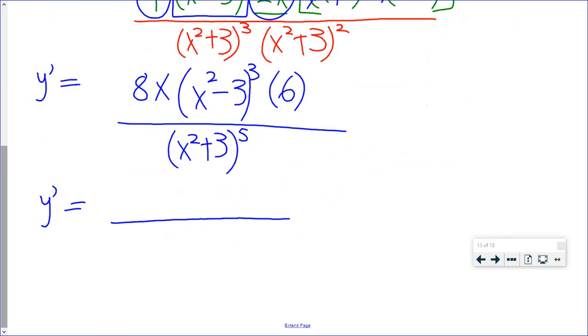Okay, what is left to do? Well, the 8x can be combined with the 6. 8x times 6 would give me 48x.